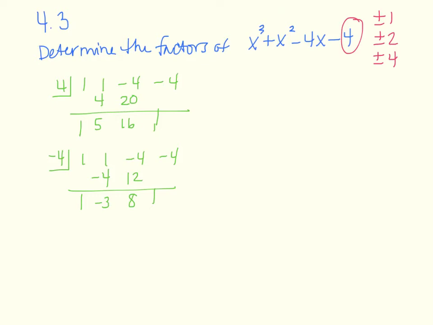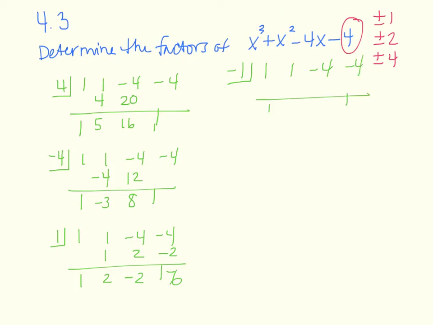Okay, let's try 1. 1, 1, negative 4, negative 4. Okay, so 1 times 1 is 1. That gives me 2. 2 times 1 is 2. This will give me a negative 2. Negative 2 times 1 is negative 2, which gives me negative 6. Again, not my number. I should have done this beforehand. I'm sorry.